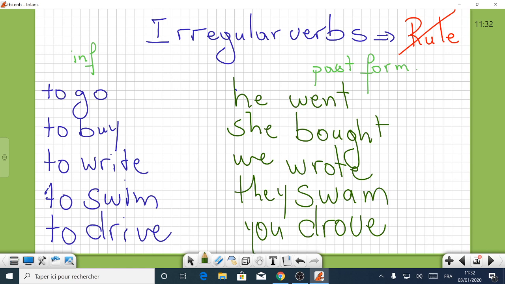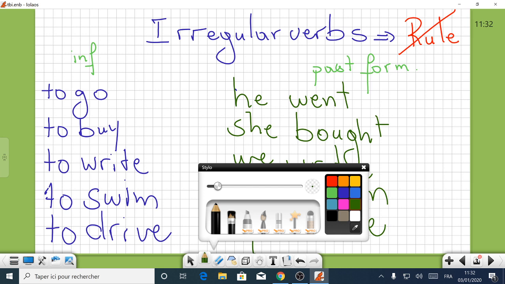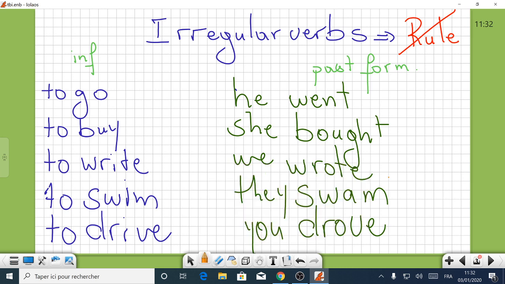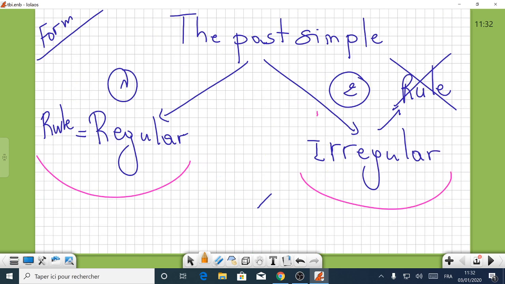Regular verbs and irregular verbs in the past. So I go and check if we can find a rule here altogether. We have go and went. Go becomes went, and buy becomes bought. Write, wrote. Swim, swam. Drive, drove. So here we cannot make a rule. As I told you, we don't have a rule for the irregular verbs. We just have to remember them, and we have a long list to learn and to revise. So here we are. I go back to check what we have done so far from the beginning, all together with you.